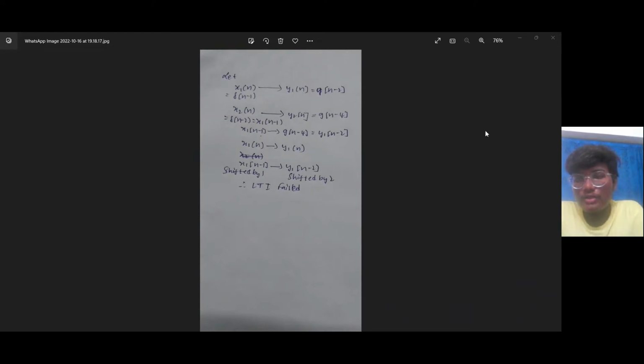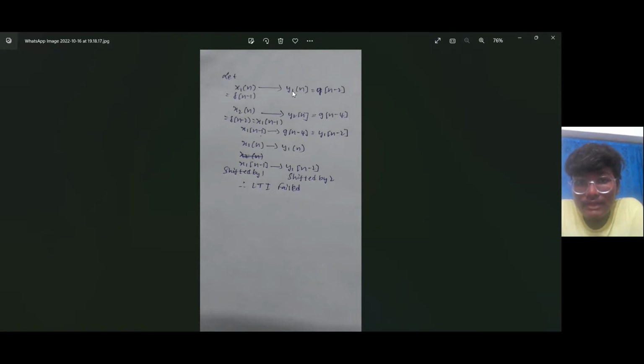So to check the LTI condition for the given system, let's consider the cases A and B. In case A, the input is taken as delta of n minus 1, and in case B, it is delta of n minus 2. Here we can observe that the input of B is nothing but the input of A shifted by 1, and the outputs are as follows. In case A, for delta of n minus 1, we got the output g of n minus 2, and in case B, for the input delta of n minus 2, we got g of n minus 4. This we can write as y1 of n minus 2.